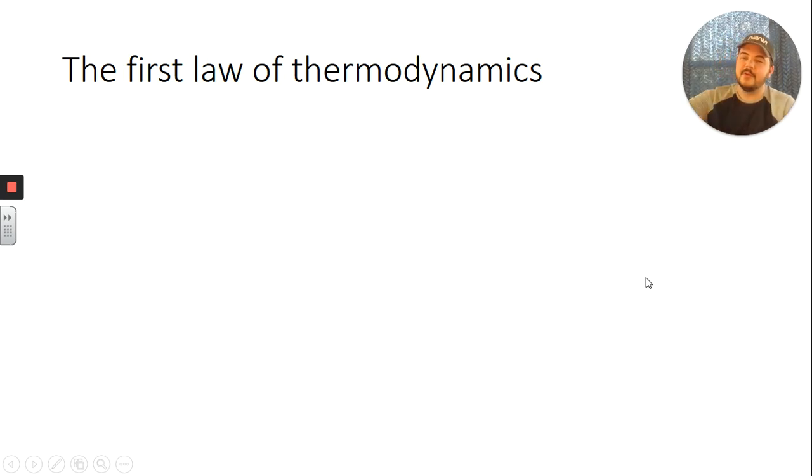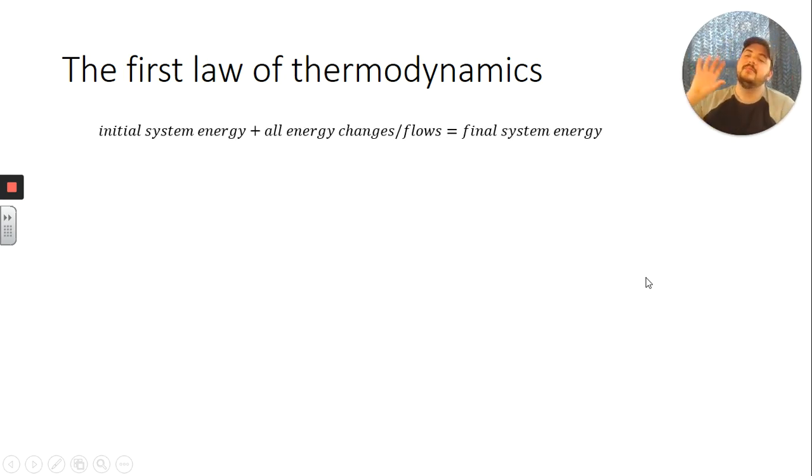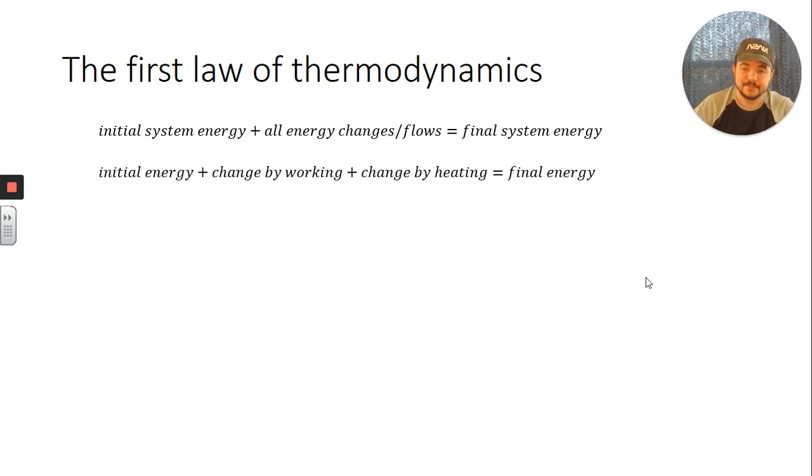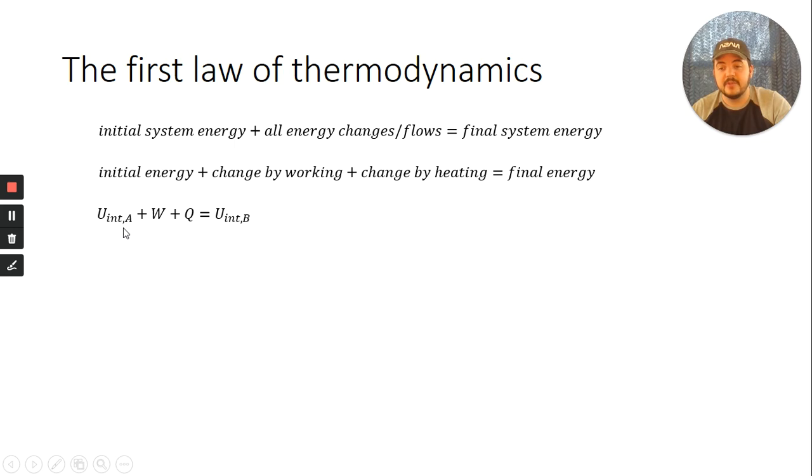So, first law of thermodynamics. Initial system energy plus all energy changes and flows equal your final system energy. That's the deal. Another way to say that is your initial energy plus the change that's done by work plus the change that's done by heating equals your final energy. As variables, that means U internal subscript A plus working W plus heating Q equals your internal energy at state B. We know 3 of those 4. We can figure out the 4th one.